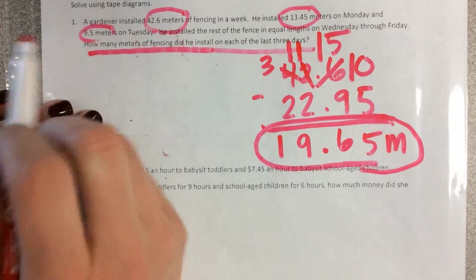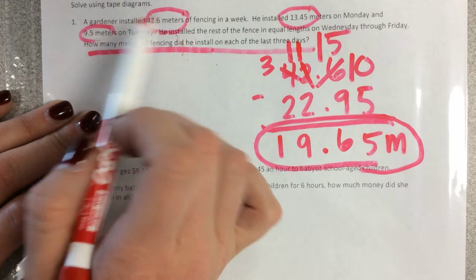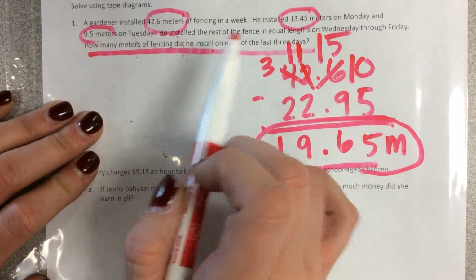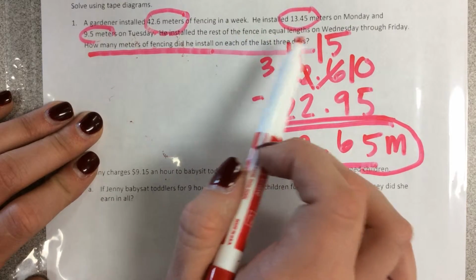So he wants to know how many meters of fencing did he install in each of the last 3 days. And if we look back, we know that on Wednesday through Friday, he installed equal lengths.